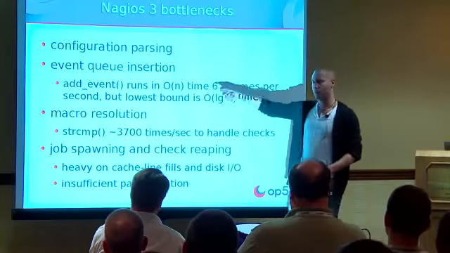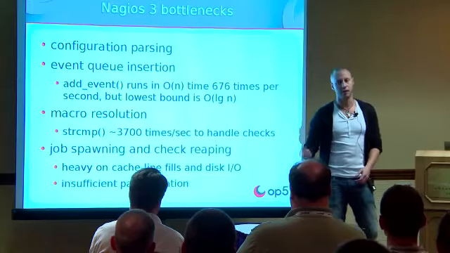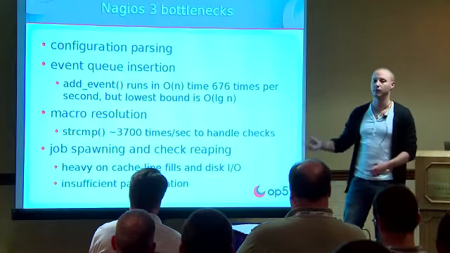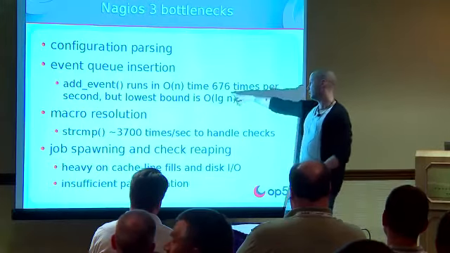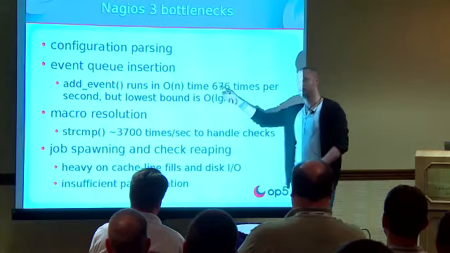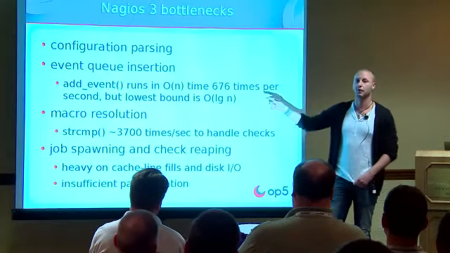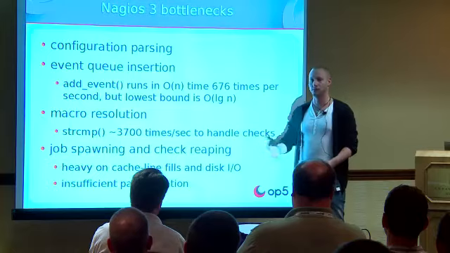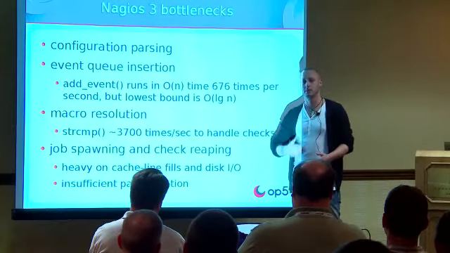If we go back to the algorithm analysis, it runs in O(n) time, which means it looks at every event in the queue on average. Actually worst case, but it turns out that the worst case is the one we hit almost all the time. And it does that 676 times per second with our test configuration. But I know that the lowest bound for that is a logarithmic algorithm that only looks at a small portion of it.